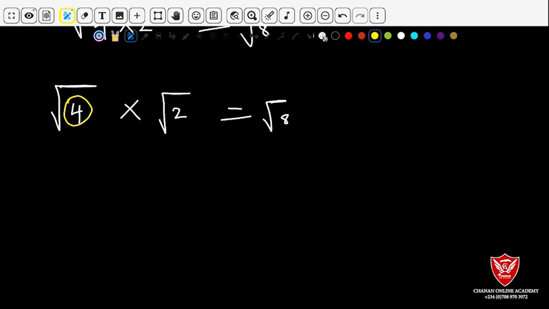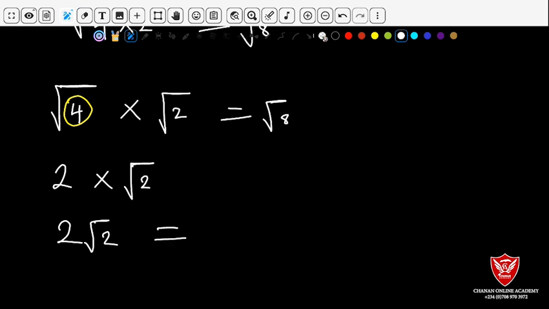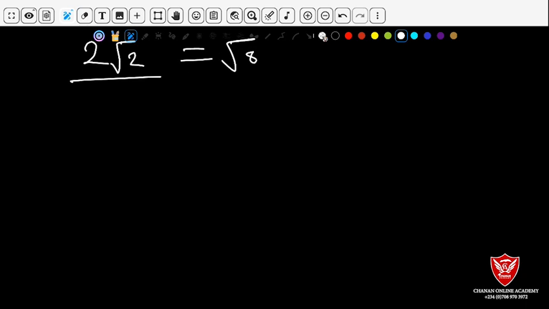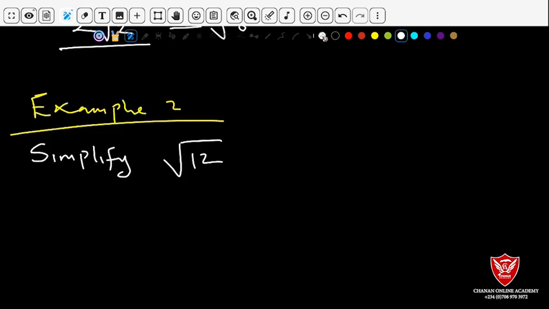If we take the root of 4, it is 2. So we have 2 multiplied by root 2. If we multiply this, we are going to have 2 root 2. So this is equal to root 8. So the root of 8, if we simplify it, we are going to have this as our answer. Let's take another example to explain this much better.